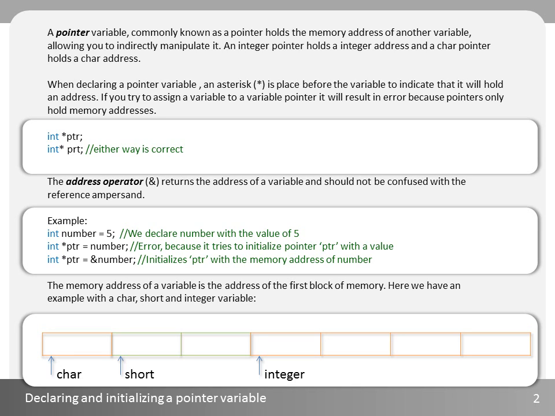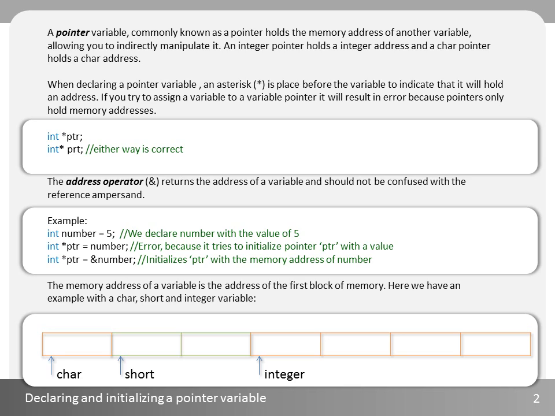The address operator ampersand returns the address of a variable and should not be confused with the reference ampersand. Here is an example. We declare the variable number with the value of 5. We then try to assign the address of the variable without using the address operator, which gives us an error because it tries to initialize pointer ptr with a value. Trying that again using the address operator, we get the correct result since it initializes ptr with the memory address of number.